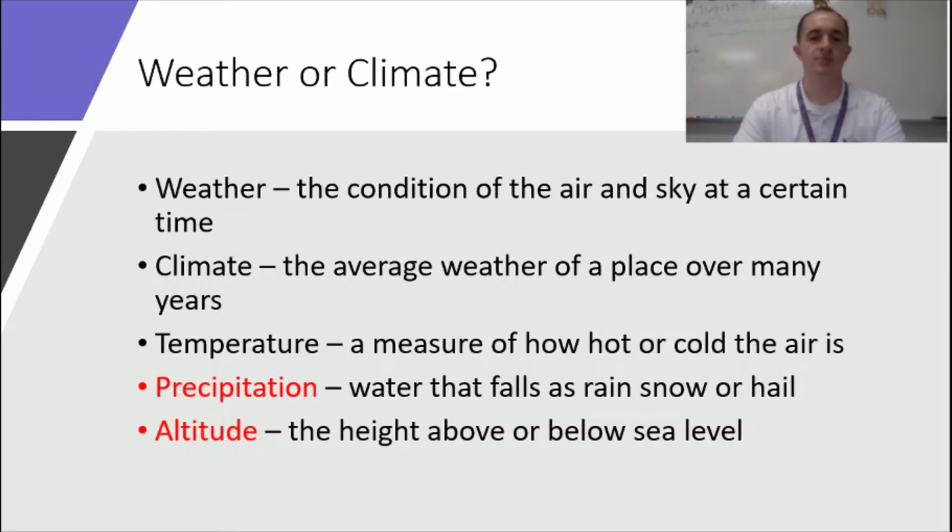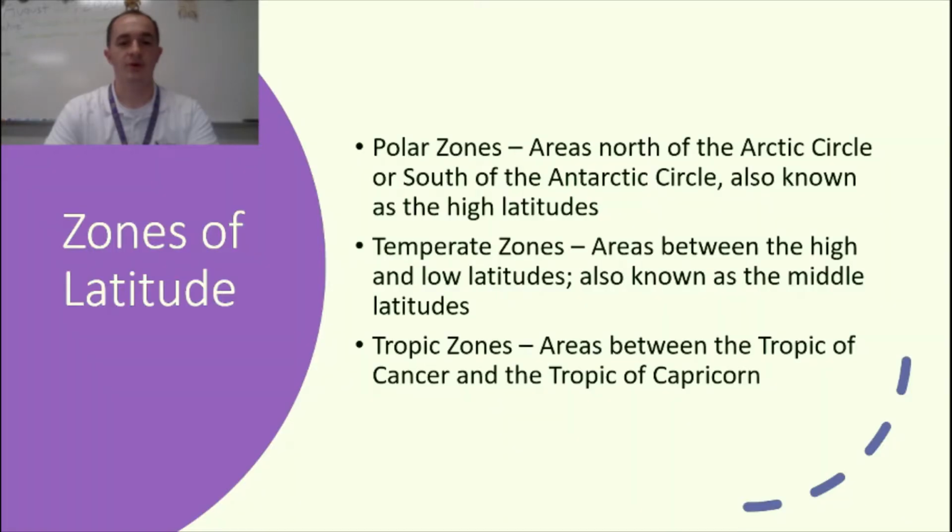So precipitation we did yesterday, so we don't need to write it down today. Precipitation is water that falls as rain, snow, sleet, or hail. And altitude, like elevation we talked about before, is the height above or below sea level.